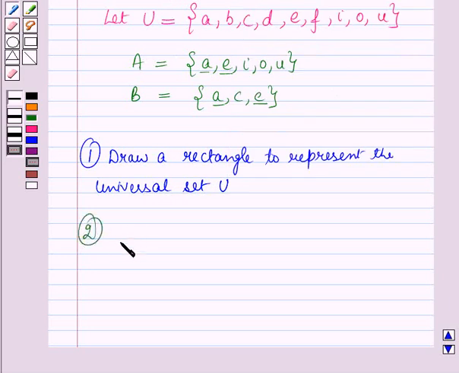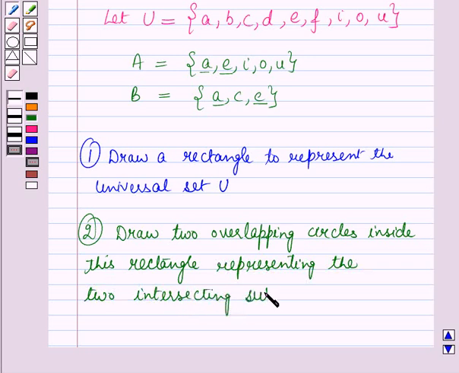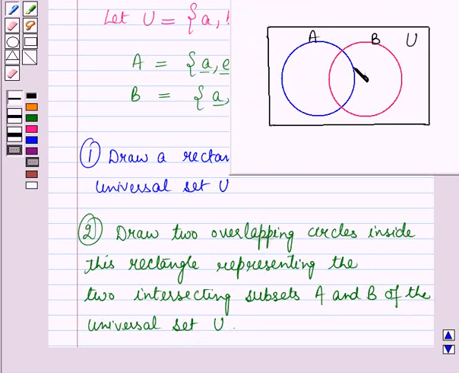Now in the second step, draw two overlapping circles inside this rectangle representing the two intersecting subsets A and B of the universal set U. So we have drawn two overlapping circles inside this rectangle, which are representing two intersecting subsets A and B of the universal set U.